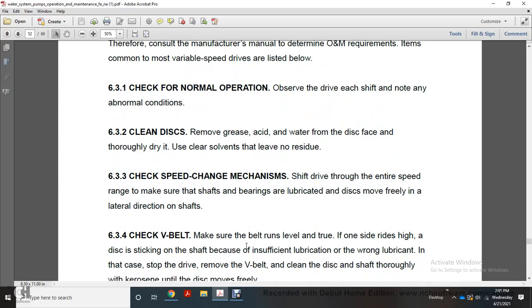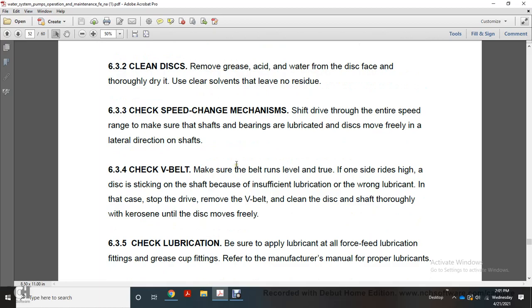Check the speed changing mechanism. Shift the drive through the entire speed range to make sure the shafts and bearings are lubricated and the disc moves freely in the lateral direction on the shaft. Check the V-belt. Make sure the belt is level and true, with neither side of the ride high. If the disc is sticking on the shaft, it may be due to insufficient lubricant or the wrong lubricant. In case the drive is stopped, remove the V-belt. Clean the disc and the shaft thoroughly with kerosene until the disc moves freely.